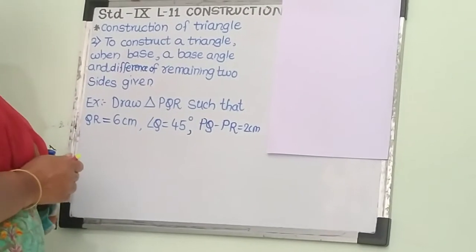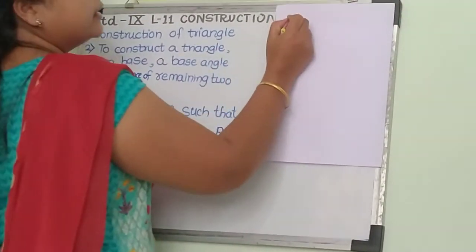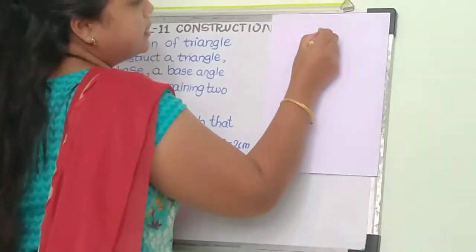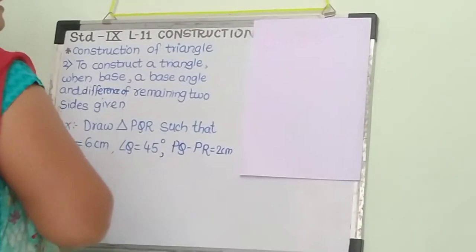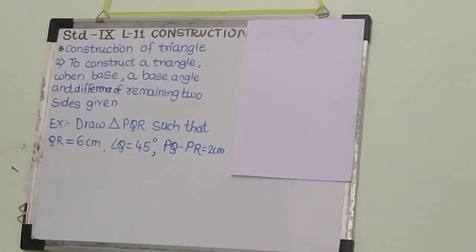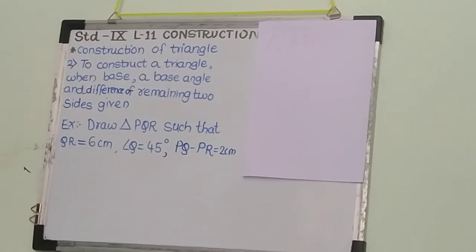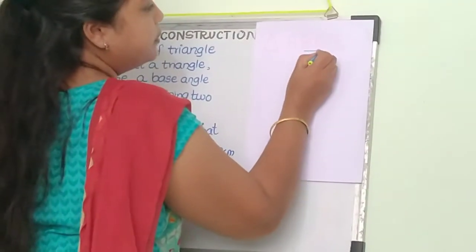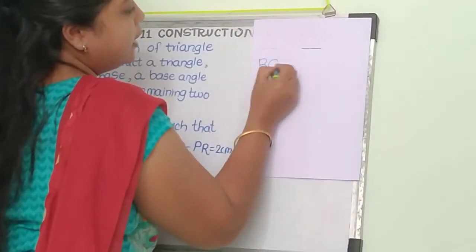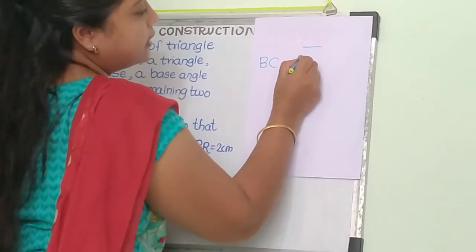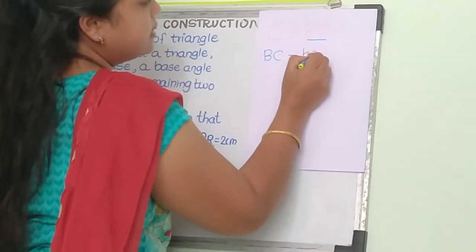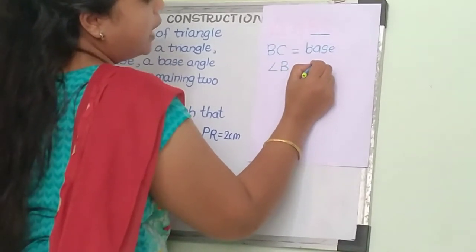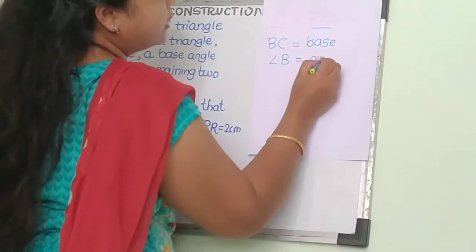So first I will explain what is given here. Suppose I take the triangle ABC. When I have given the triangle ABC, BC is the base. Then I have given angle B. Angle B is the given angle.